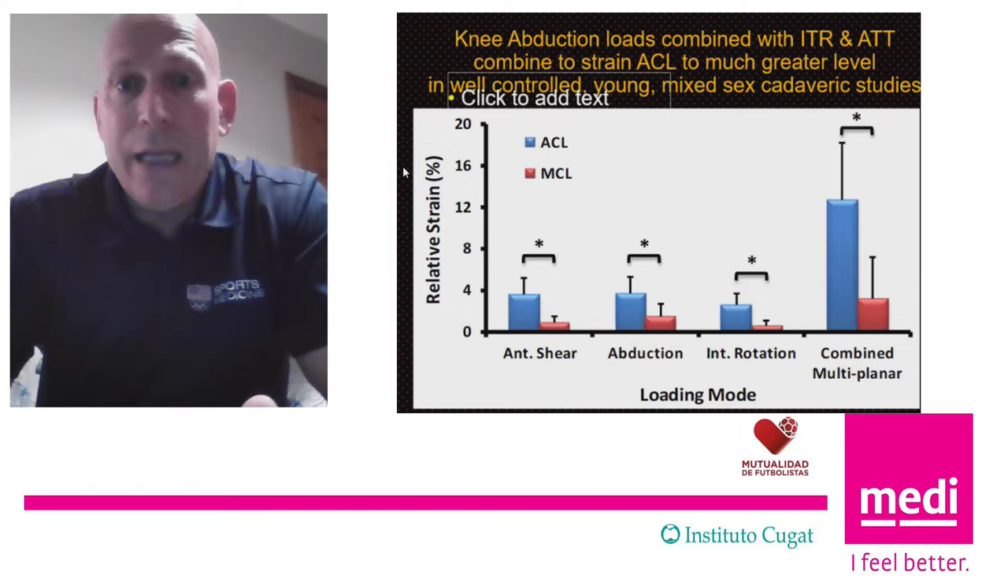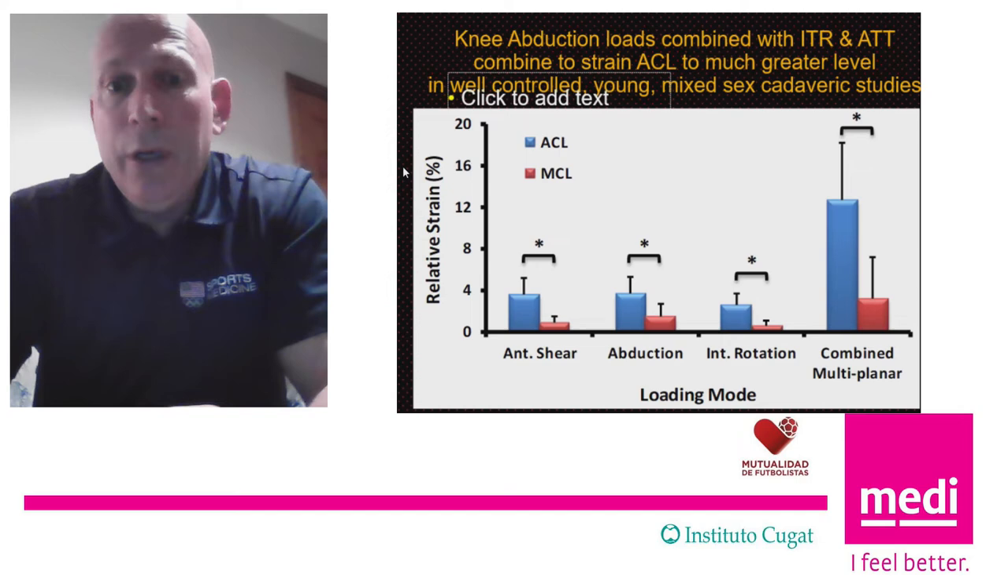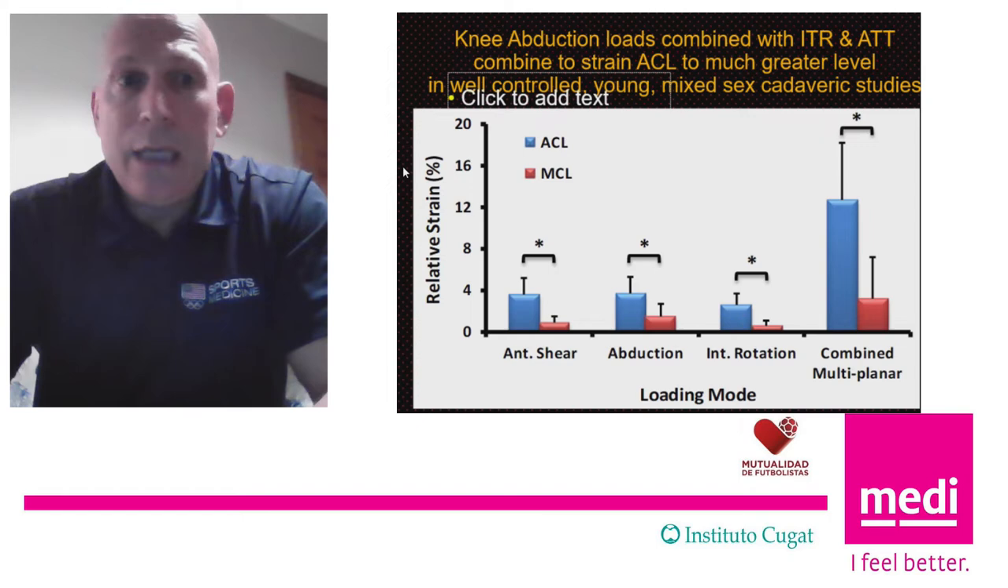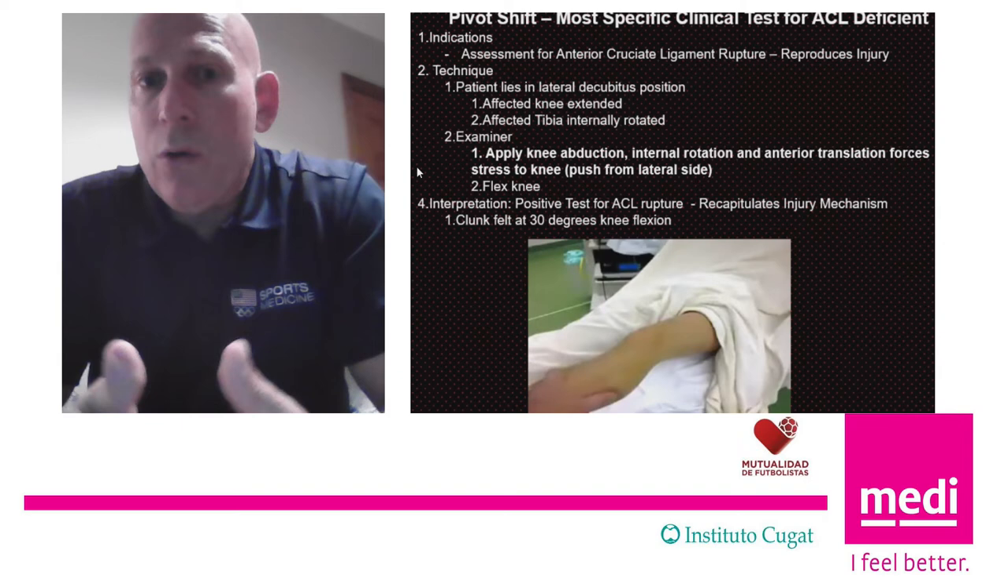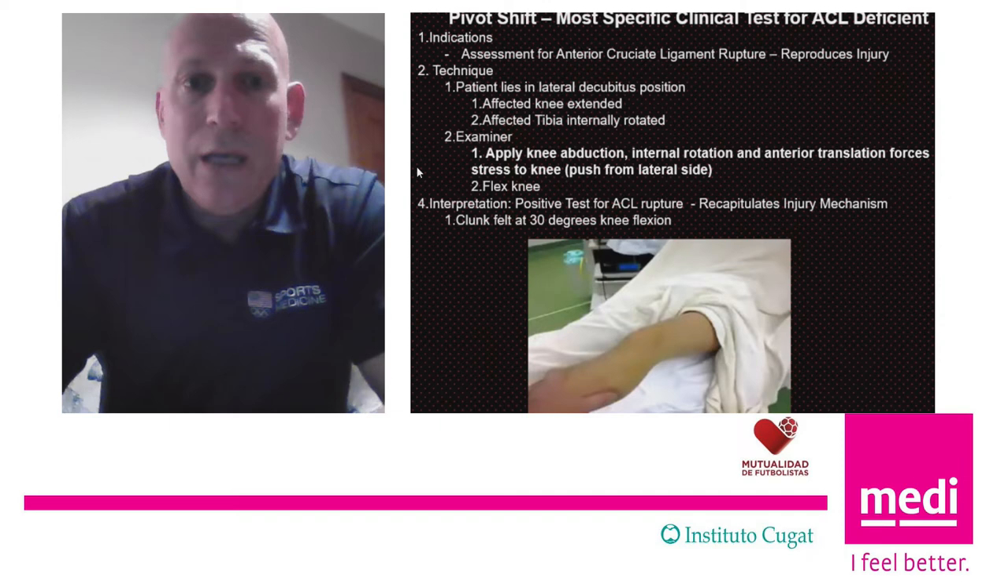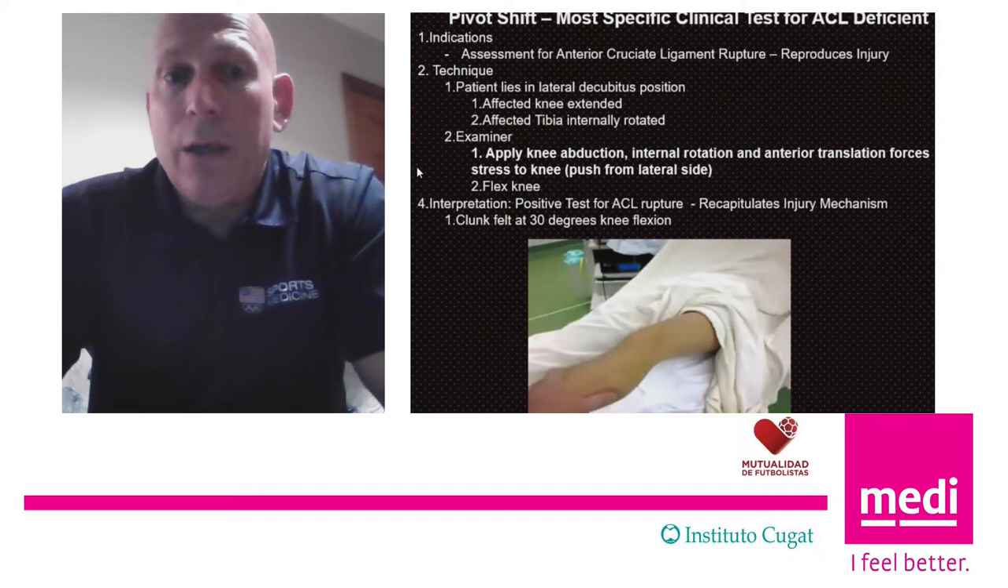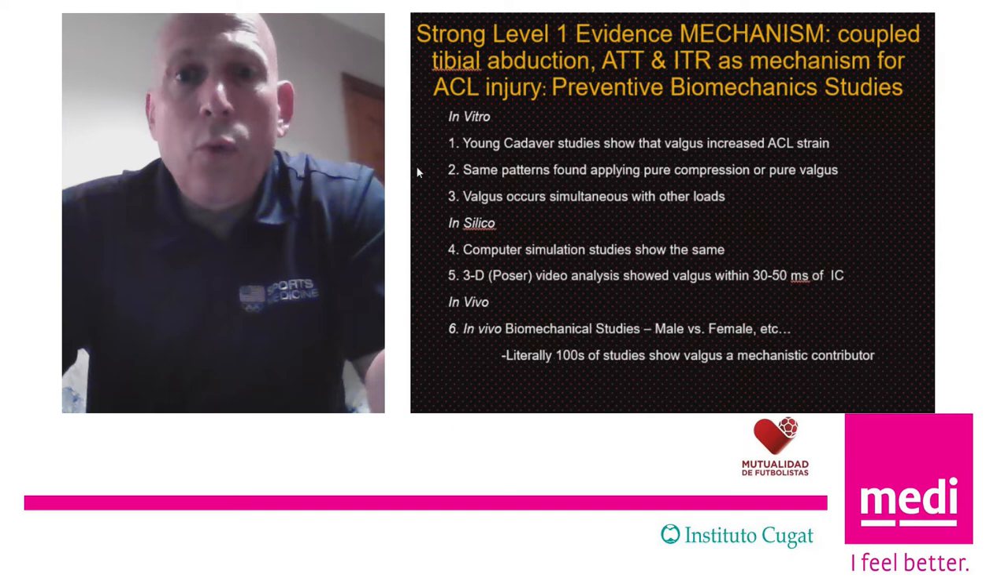So each of these separately, anterior shear, abduction, internal rotation, all increase relative strain on the ACL. But when you combine them all together, the load is high enough to actually rupture the ACL. What the surgeon is doing with the pivot shift is basically applying the same exact loads, distal tibial abduction combined with internal rotation and anterior translation forces, and thereby reproducing the motions and the luxations that occurred during that injury, forensically. So there's overwhelming evidence that this is actually the mechanism.